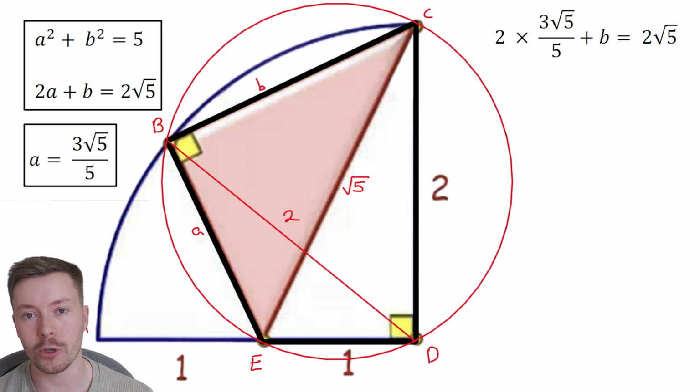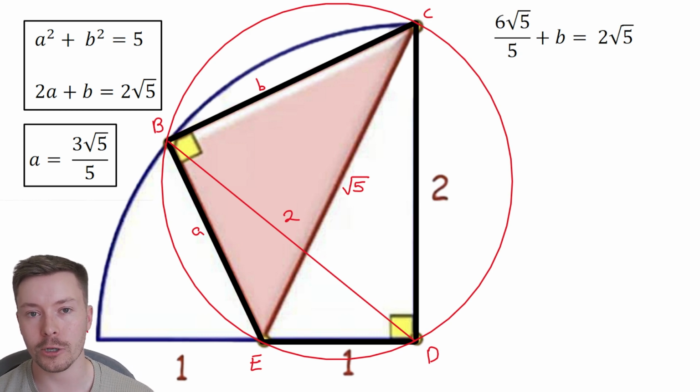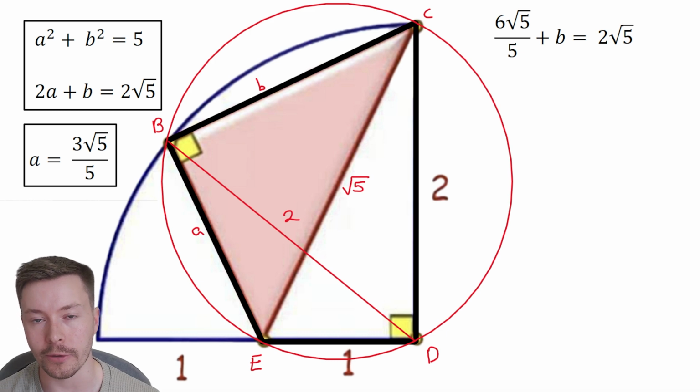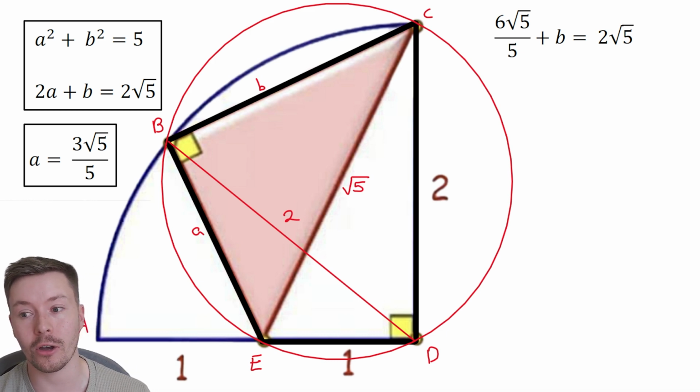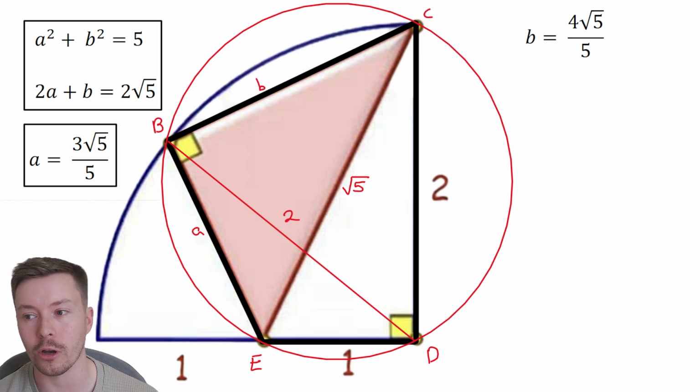I'm going to multiply the numerator by 2 and I get 6 root 5 over 5 plus b is equal to 2 root 5. I'm going to subtract that 6 root 5 over 5 from 2 root 5, and I'm going to get b is equal to 4 root 5 over 5.